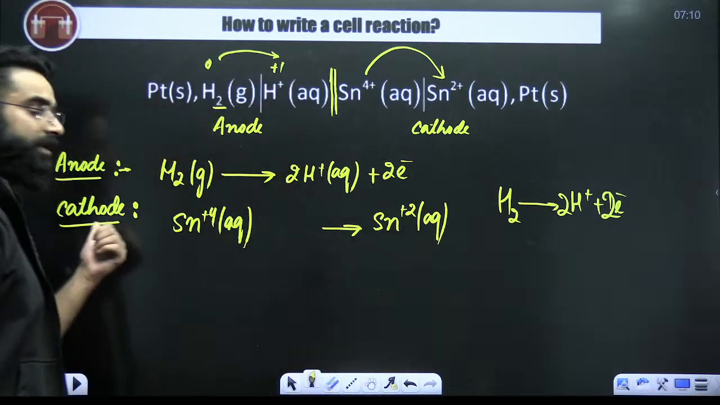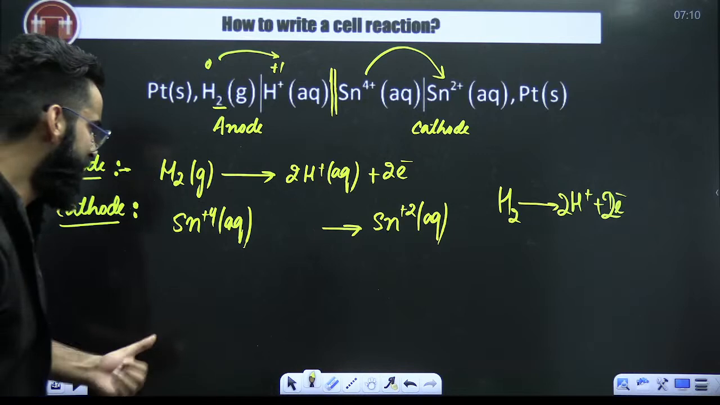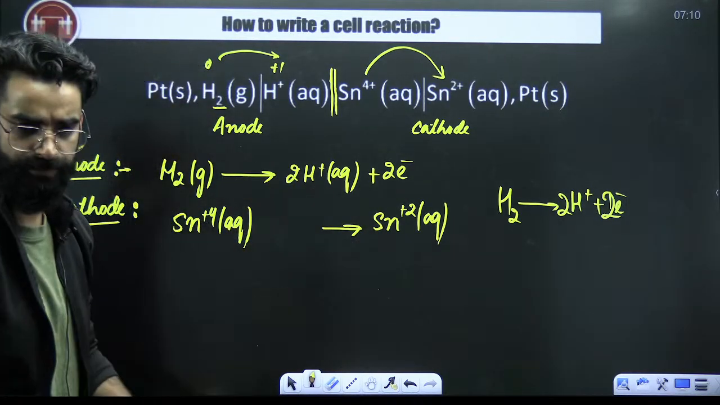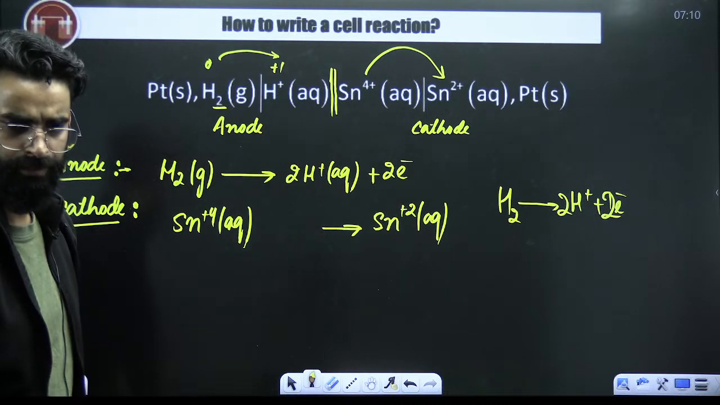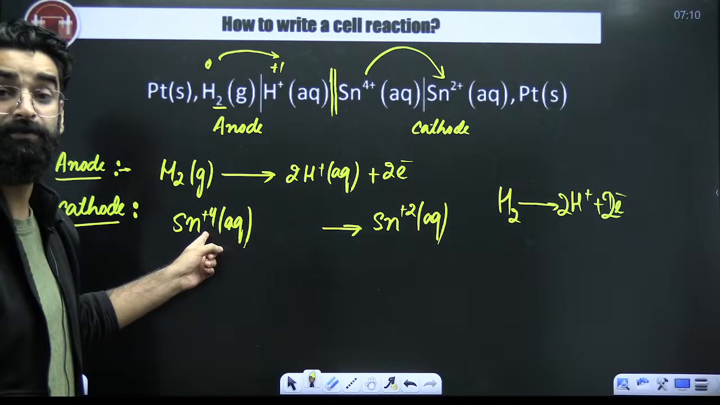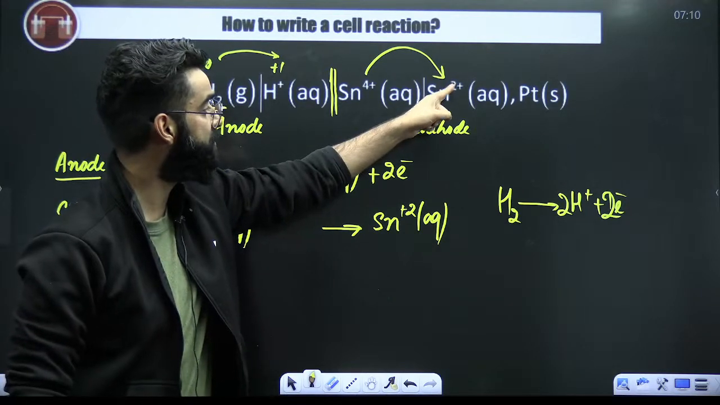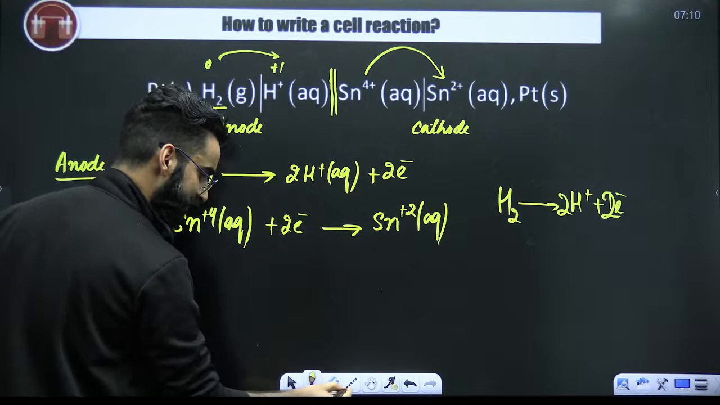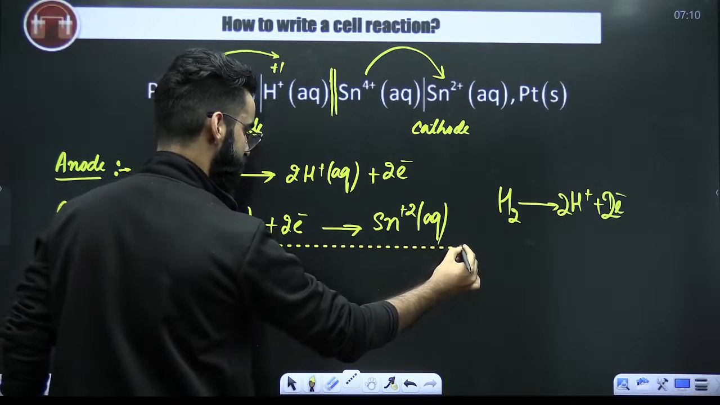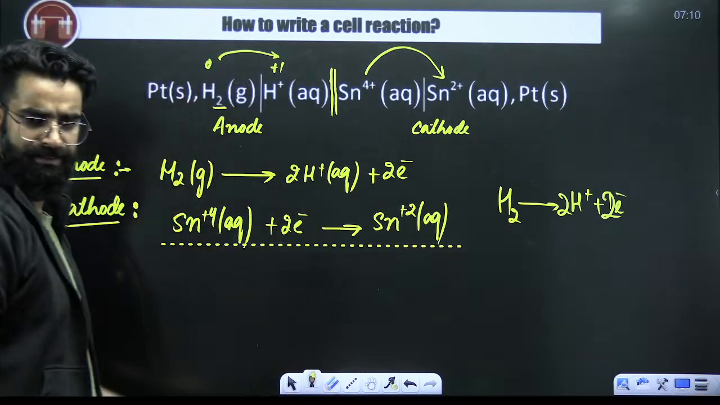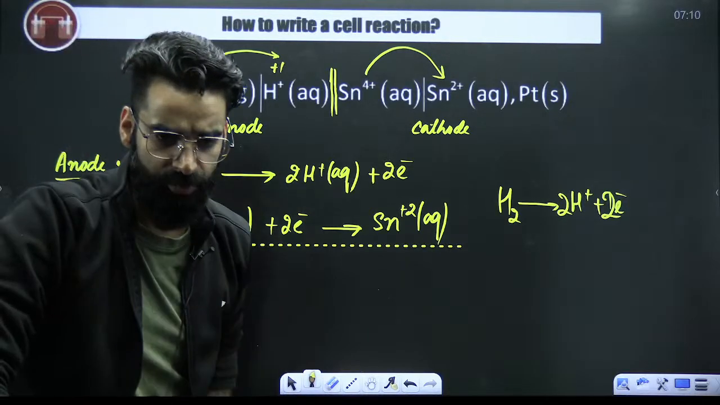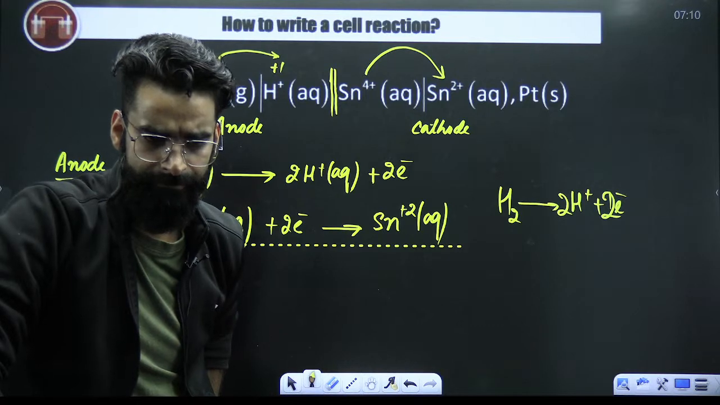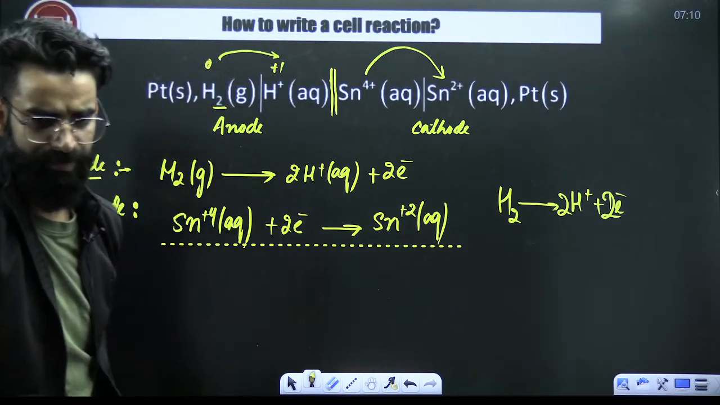Now, at cathode, reduction takes place, gain of electrons. So Sn plus 4 has to gain electrons, then only it will get converted into Sn plus 2. Now, how many electrons will this Sn plus 4 be gaining? Final oxidation state minus initial, I would say 2 electrons it will be gaining. Tell me one thing, whether electrons are balanced in both the reactions or not? Yes, the electrons are balanced in both the reactions.